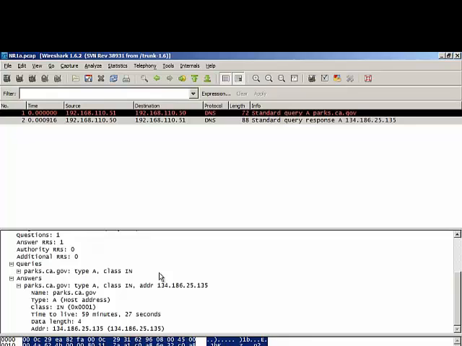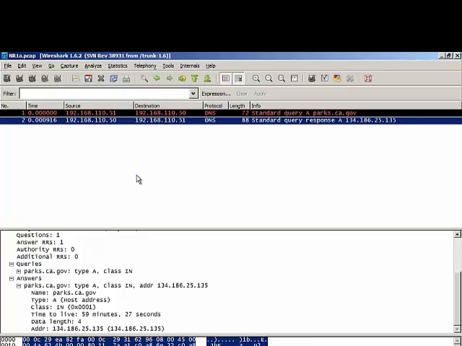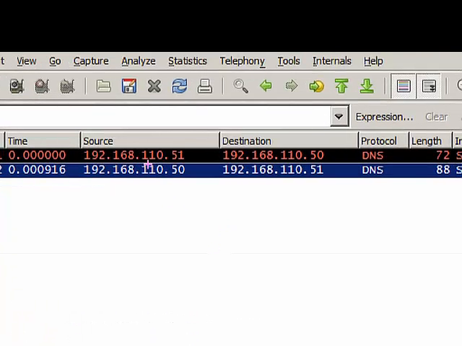And actually, to even make this happen, I had to clear the cache on the computer that was originally asking. This 110.51, I cleared its DNS cache before I made this query. Otherwise, it would have already had that information and we would have seen nothing happen in the packet trace.